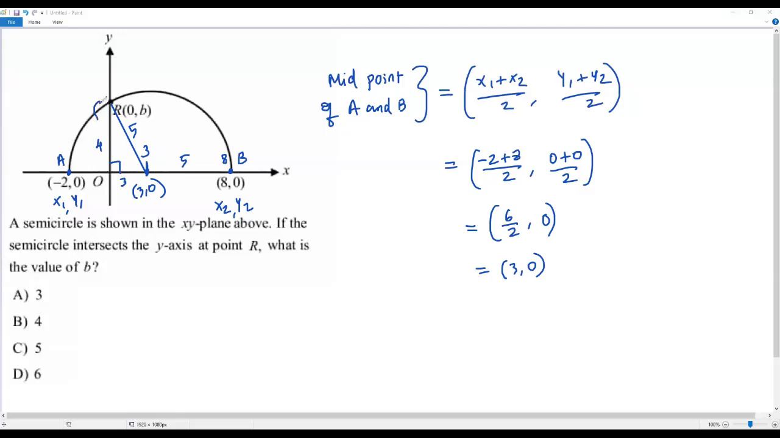Since this length is 4 units, we'll have the value 4 on the y-axis over here. That is, the y coordinate at the point R is 4. But we have B as the y coordinate at the point R. So B must be 4, and we find this 4 in answer choice B. The correct answer choice for this question is B.